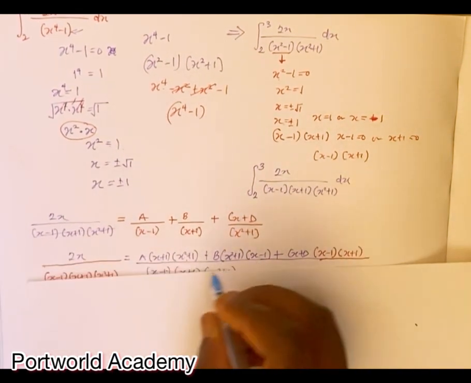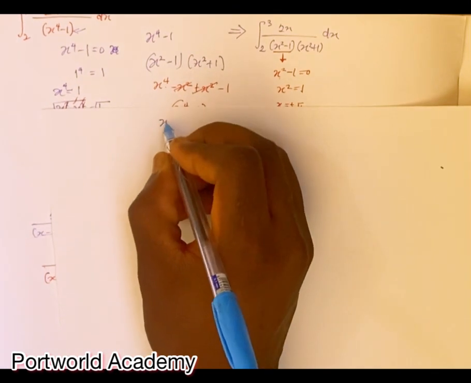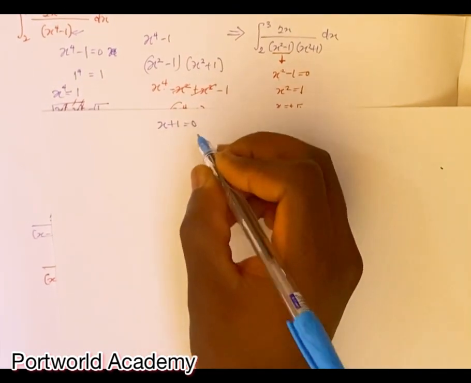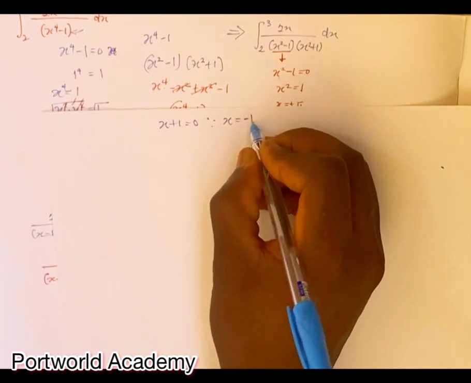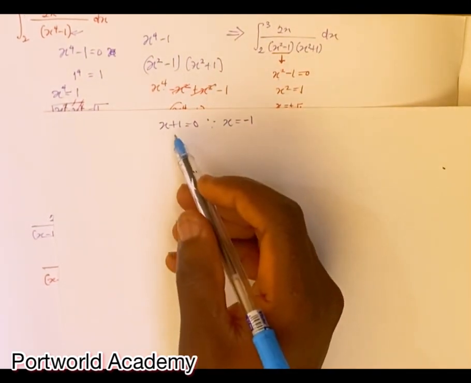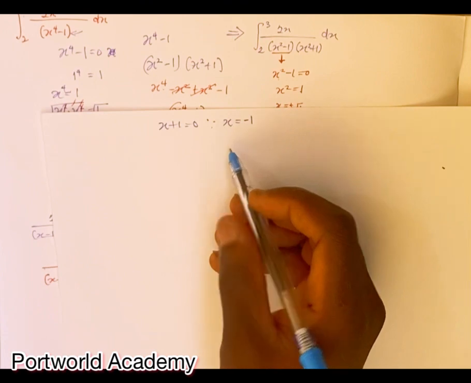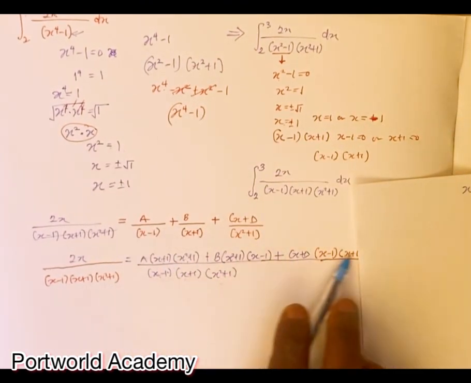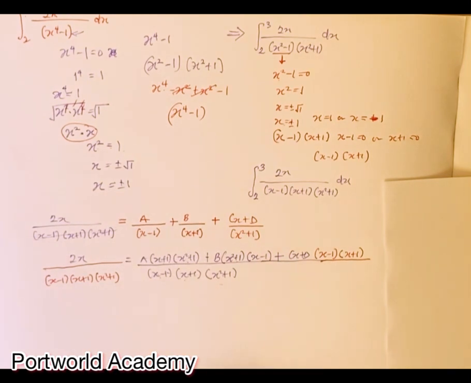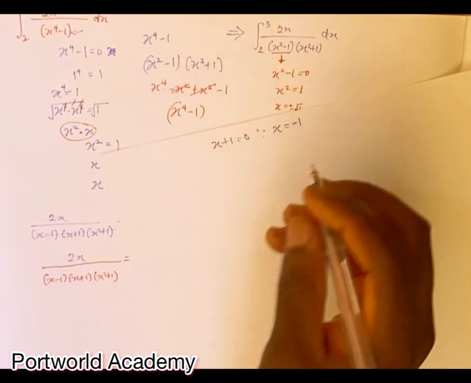So here I'm going to just take my x plus 1. Then my x plus 1 equals 0. Therefore, if x plus 1 equals 0, that means my x equals minus 1, making x the subject. Then I'm going to put everything into this equation. But before that, let me just write them out.